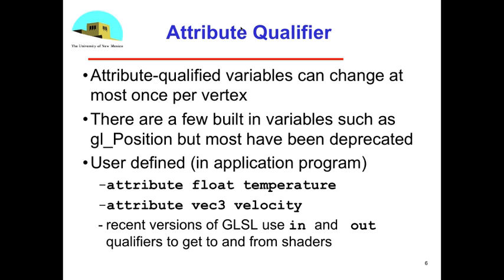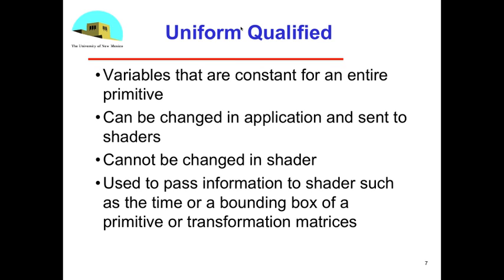So instead of saying attribute float temperature, we would say in float temperature, which would say that's coming in from whatever application set off that vertex shader. And likewise, if we were sending something off to the fragment shader from the vertex shader, that would be an out qualified variable, which makes things, I think, a lot more clear. But in GLSL right now, we have the attribute qualifier and the other qualifiers we'll see in a few minutes.